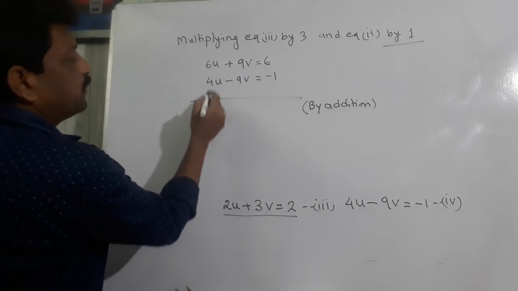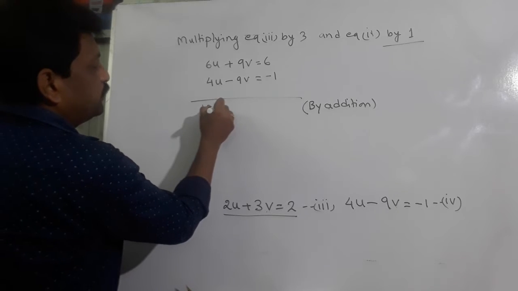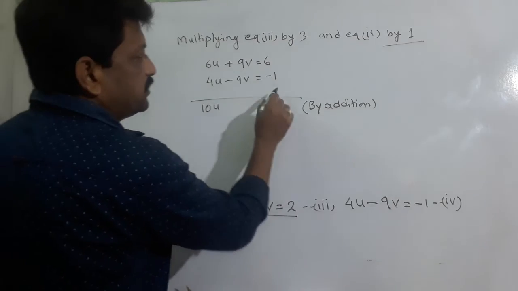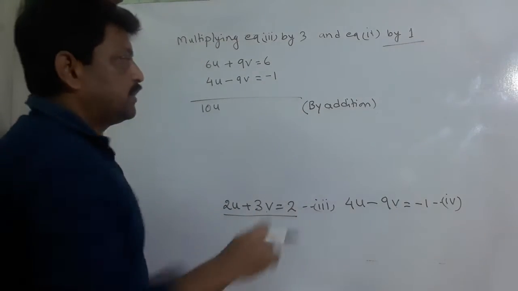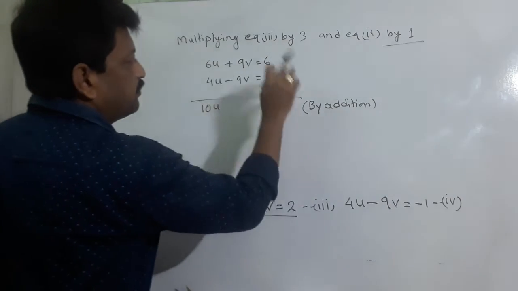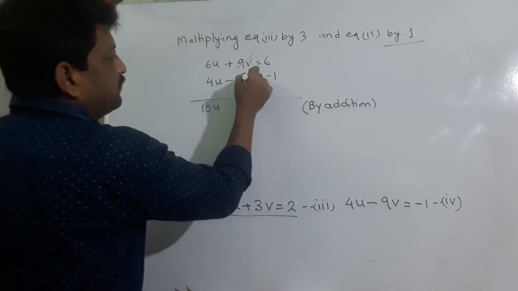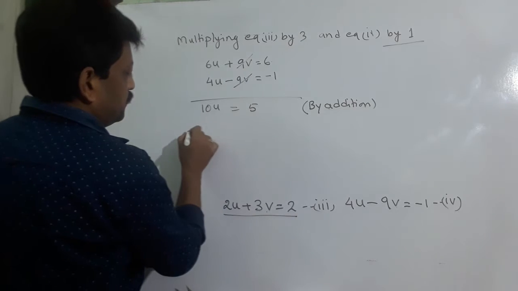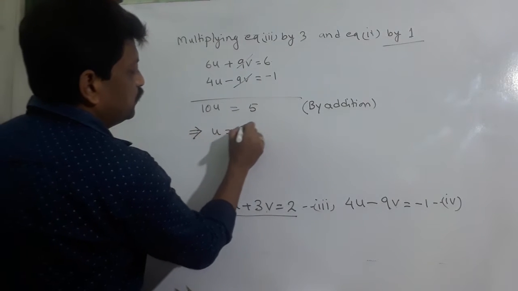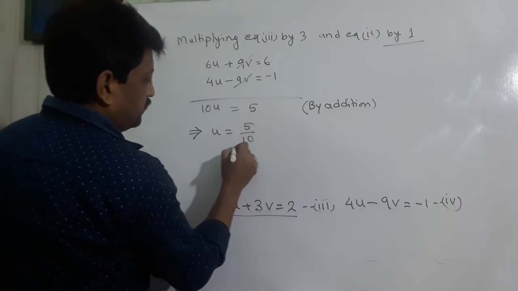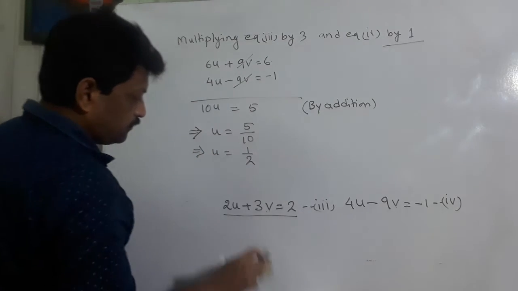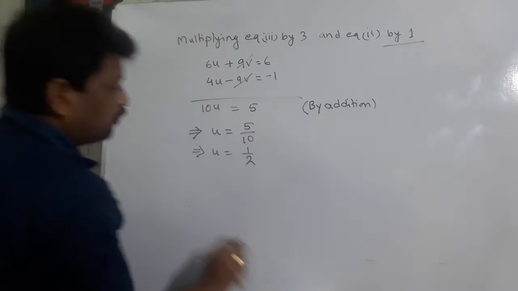So 6u plus 4u will become 10u. There is no change of sign, as you all know. The sign changes during subtraction, but since we are doing addition, the sign will remain as it is. Plus 9v minus 9v will be cancelled, and 6 minus 1 is 5. So u equals 5 upon 10, that is u equals 1 upon 2. Now what is u?